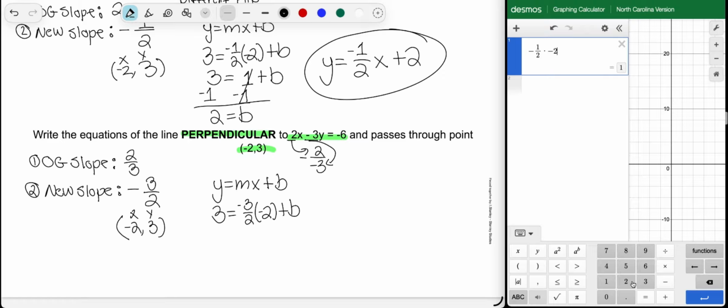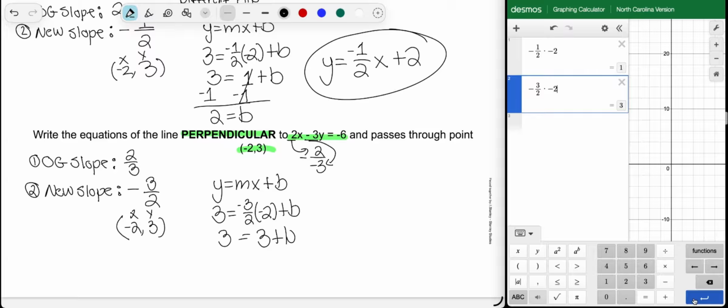Okay, then I go to my Desmos. In Desmos, I'm going to start a new line. That's going to be negative 3 over 2 times negative 2. With that, we'll get positive 3. So we're going to bring down 3 plus b in the other 3.